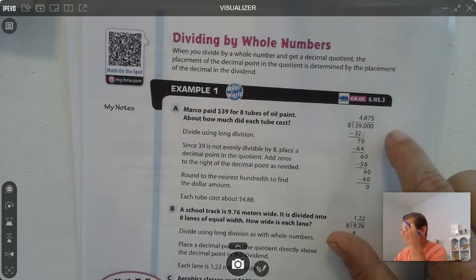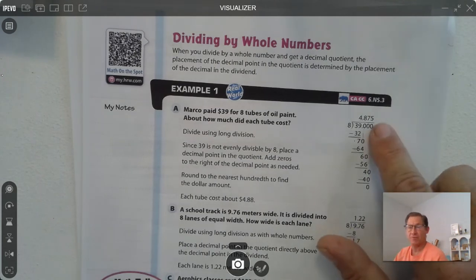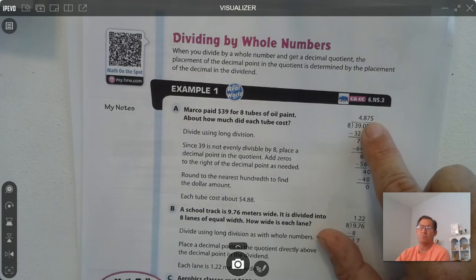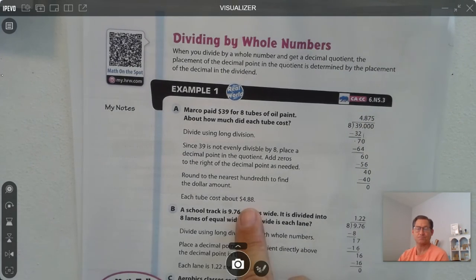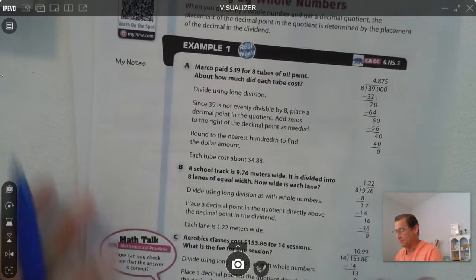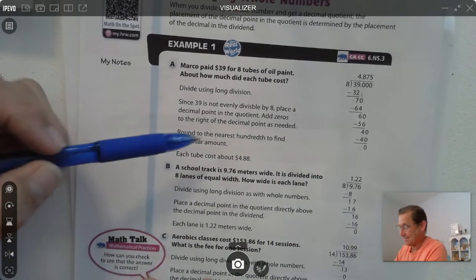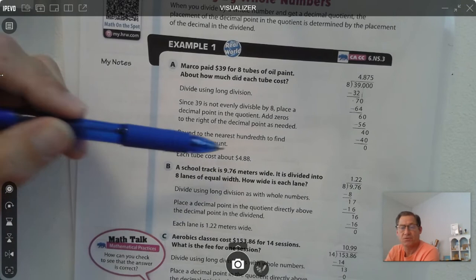Okay, so now though, since this is a money amount, we wouldn't express our money amount as $4.875. We would just go ahead and round to the nearest penny. So $4.88.